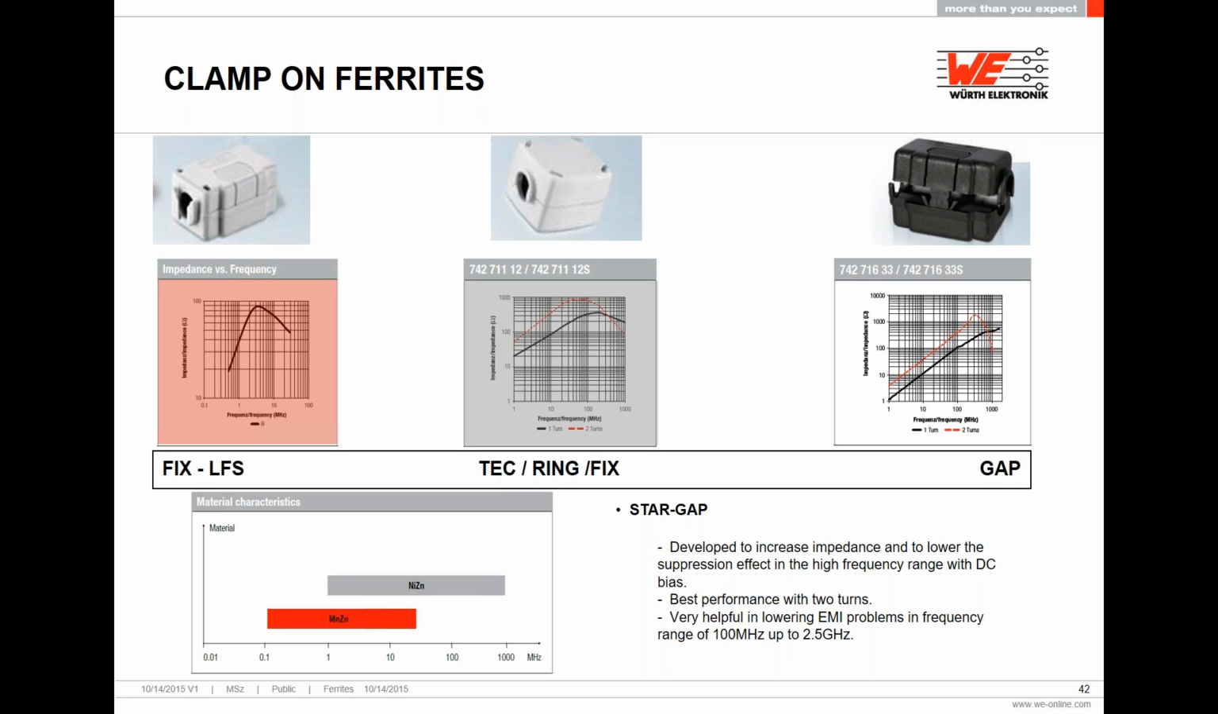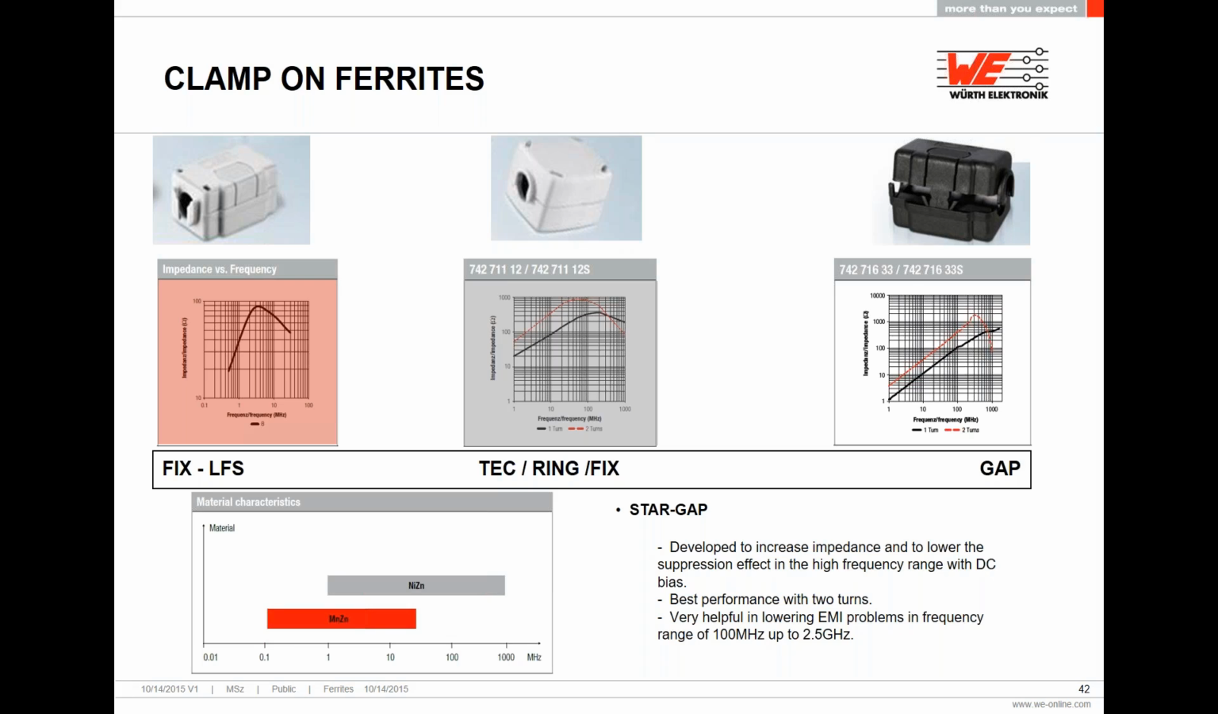Now this slide shows three different types of clamp-on ferrites that we offer. First, we have the FIX-LFS, or low frequency suppression, which is made of manganese zinc and therefore used for low frequency noise attenuation. We also have the Star Tech, the Star Ring, and the Star Fix, which are made of nickel zinc to attenuate higher frequency noise. Last but not least, the Star Gap.